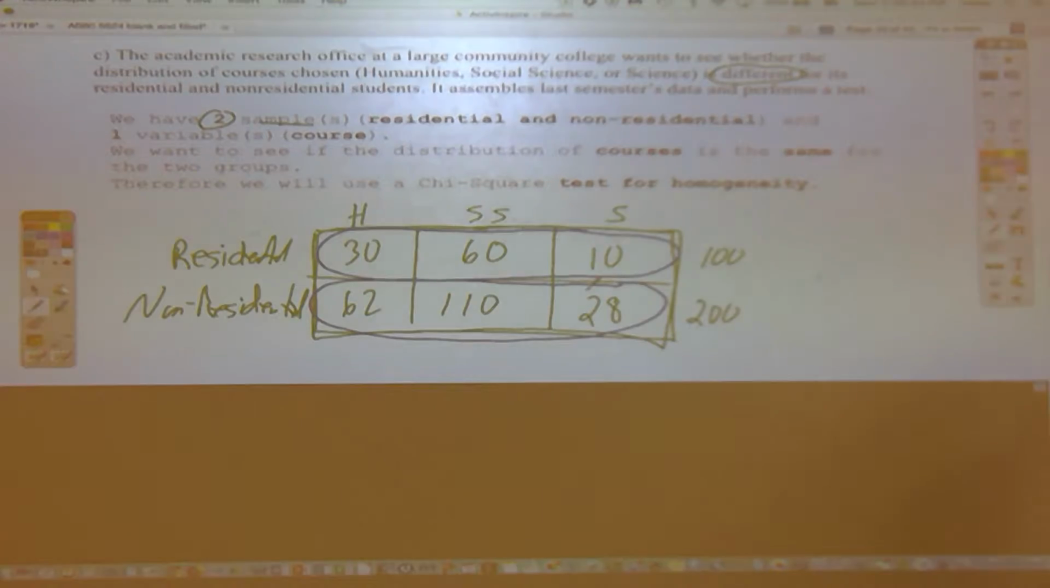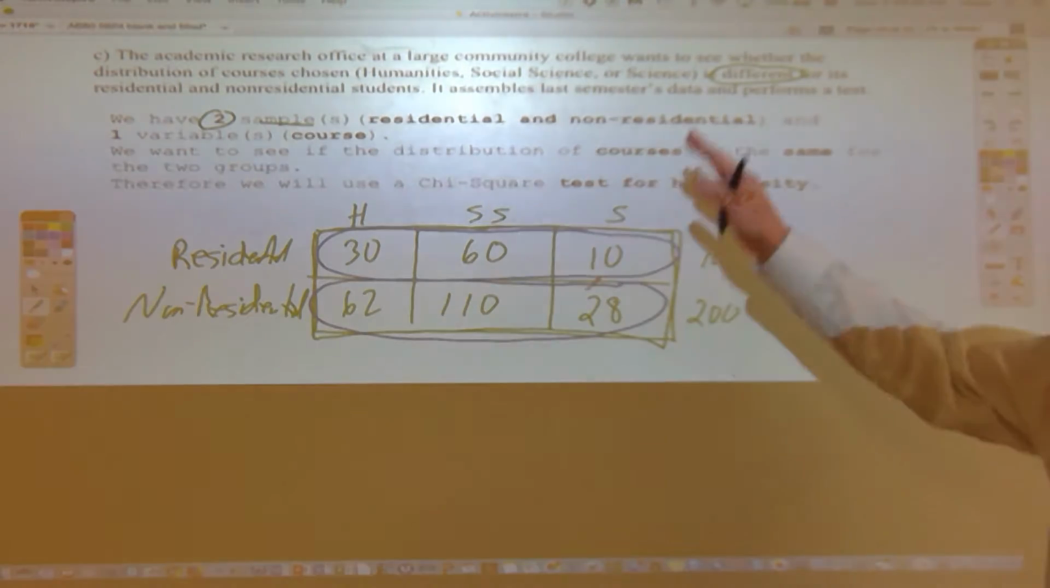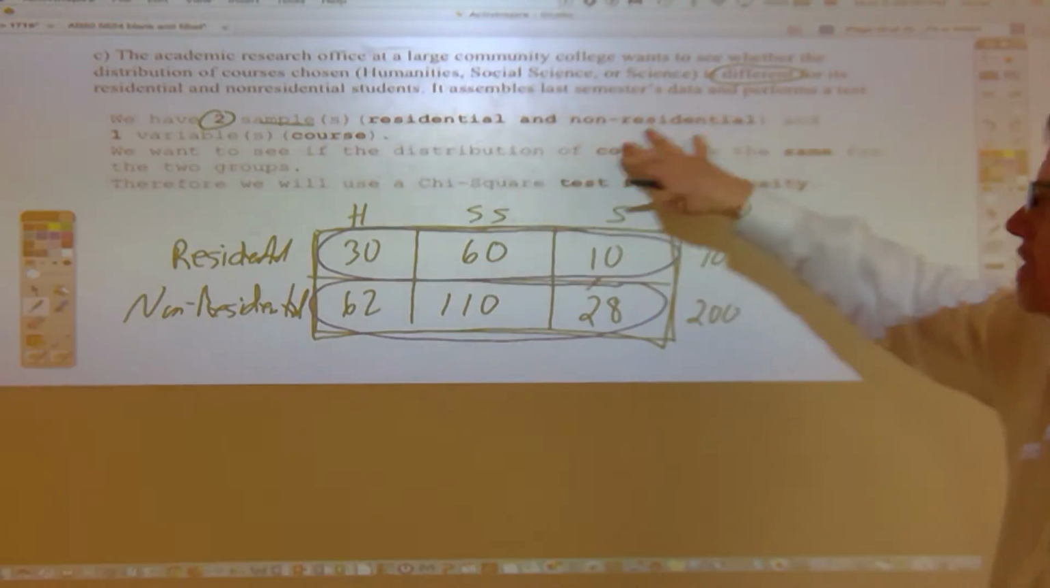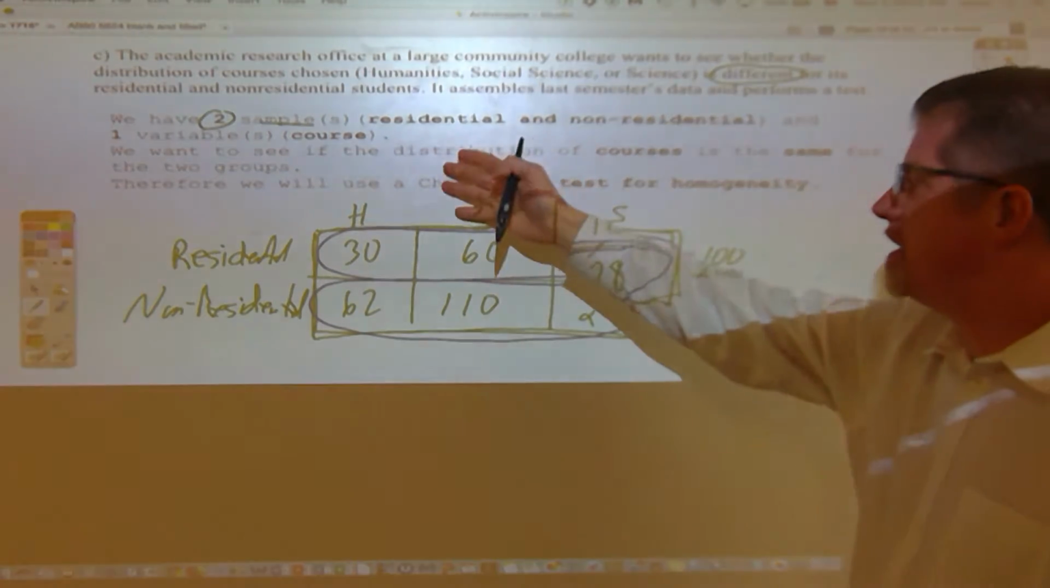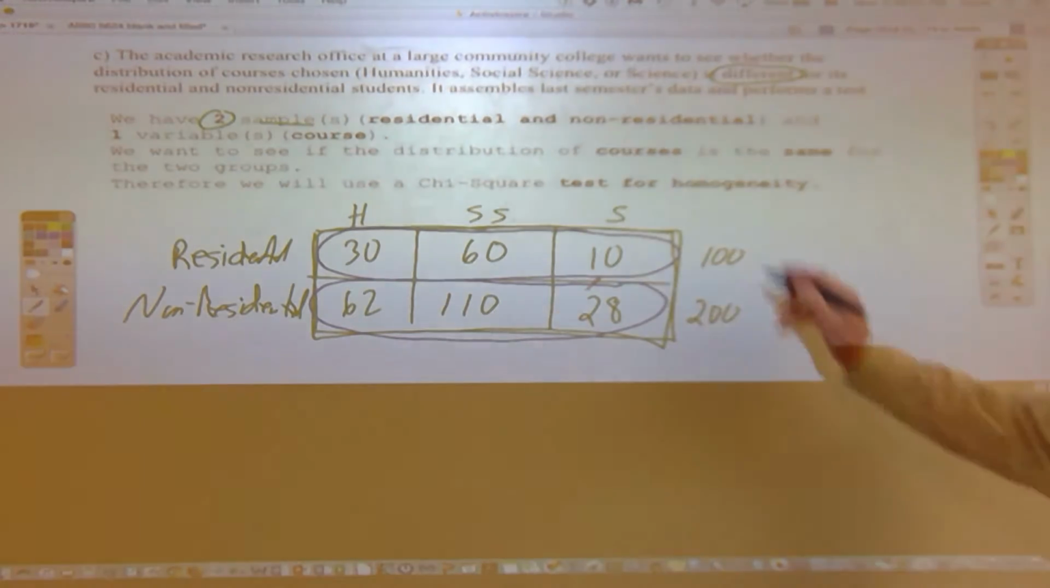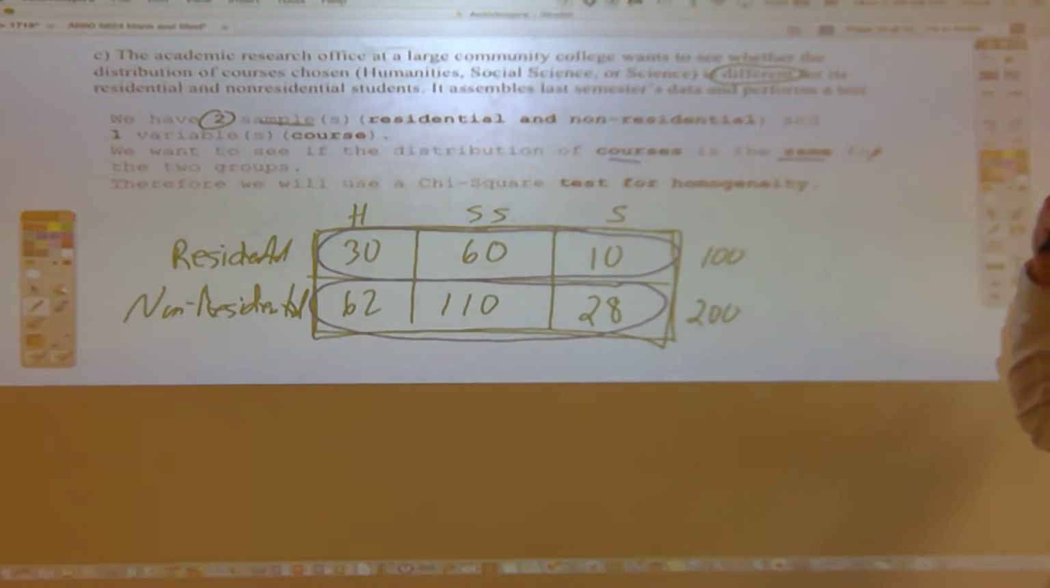Now, we're still going to do a stat test, but when you see 2 samples and only 1 variable, in this case the only variable is the type of course, and we want to see if the distribution of courses is the same for the 2 groups, that's when you use chi-square test for homogeneity.